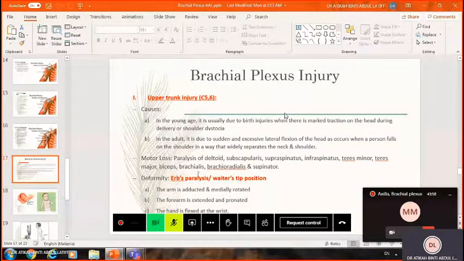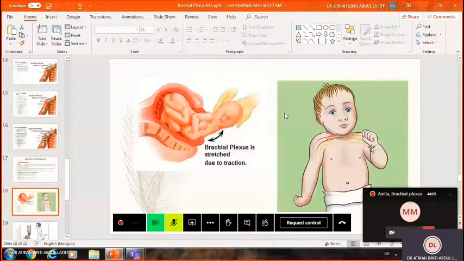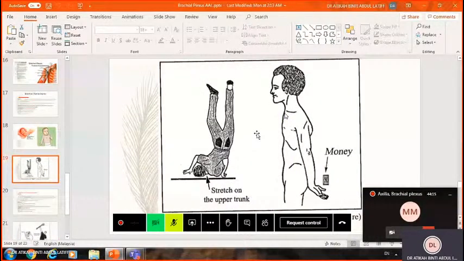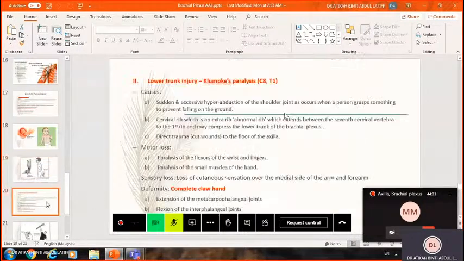So what is the waiter's tip position? The arm is adducted and medially rotated. The forearm is extended and pronated, and the hand is flexed at the wrist. So this is the position. It can also happen in adults, usually when they stretch the upper trunk by falling like this. Again, this will cause Erb's paralysis or waiter's tip position. Okay, so lower trunk injury is called Klumpke's paralysis.